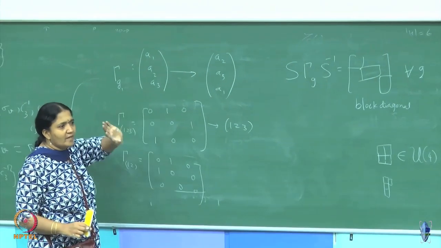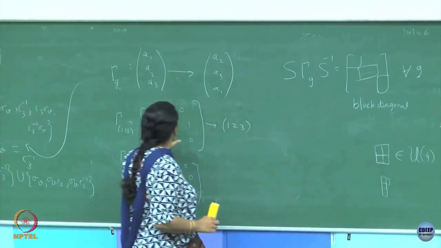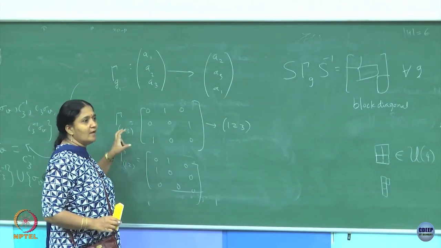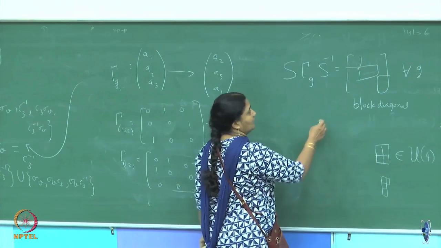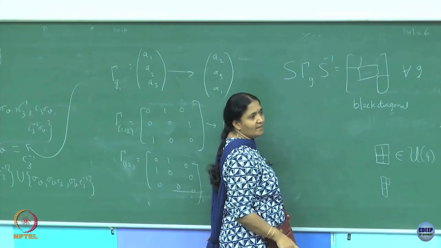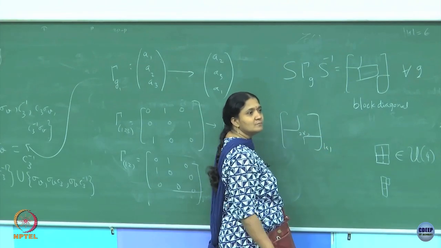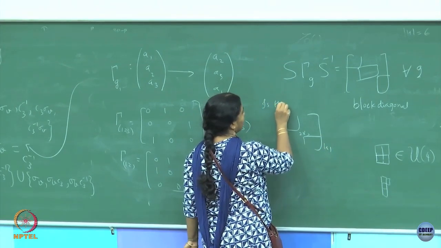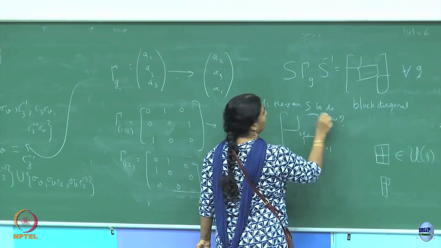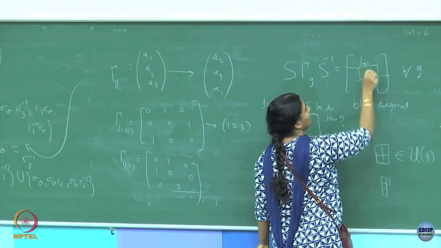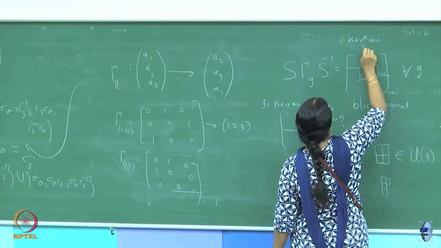The identity element is anyway in the block diagonal form and S and S inverse will cancel, right. That is not enough. I have to find an S such that every element can be completely brought into diagonal form. This is one possibility. It may not be possible to make it completely diagonal. You may be able to break it up into a 2 cross 2 and a 1 cross 1. Is there an S to do this? This is 1 cross 1, 1 cross 1, 1 cross 1. Is there an S to do this?